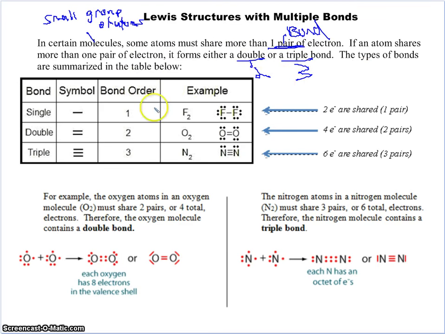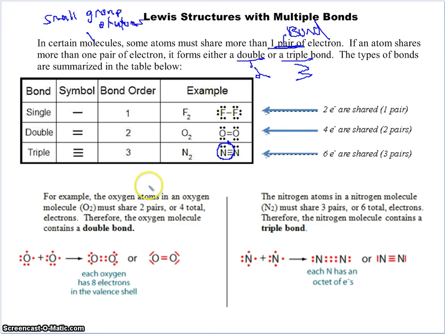The types of bonds are summarized in the table below. So single, double, triple, bond order 1, 2, 3. F2, notice it has one pair shared in the middle. Here it has 2, here it has 3. So it still has an octet. If you look at nitrogen here, if you just look at one, it has 2, 4, 6, 8. It still has 8, but 6 of them are being shared between the two nitrogens.